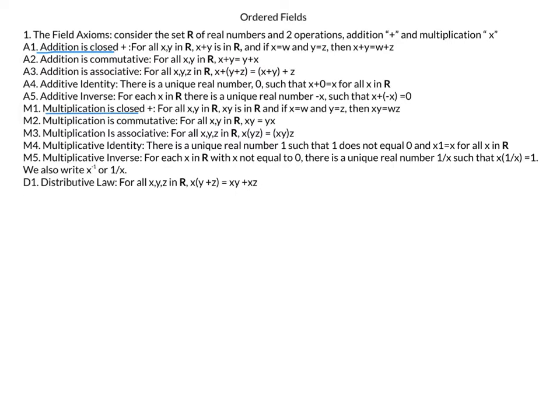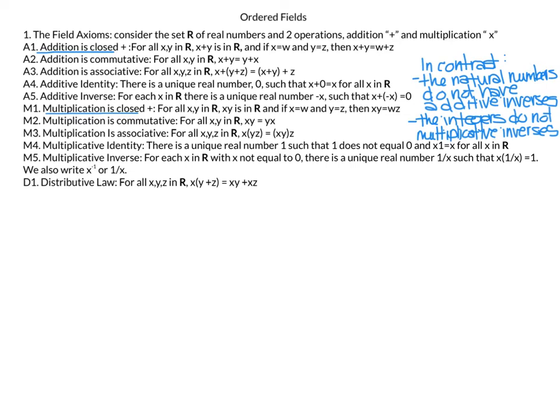Addition and multiplication are both closed on the real numbers. In other words, if x and y are both real numbers, when you add them together, you get back a real number. And if x and y are real numbers, when you multiply them together, you get back a real number. In contrast, the natural numbers do not have additive inverses because you would need negative numbers. And the integers are another example; they do not have multiplicative inverses.